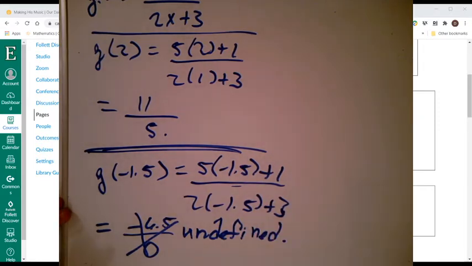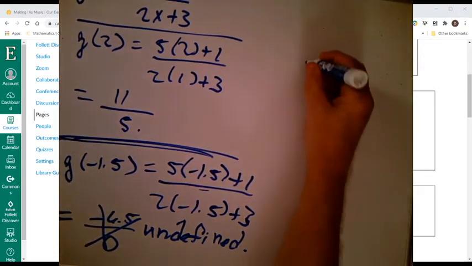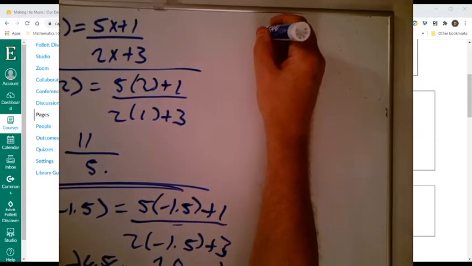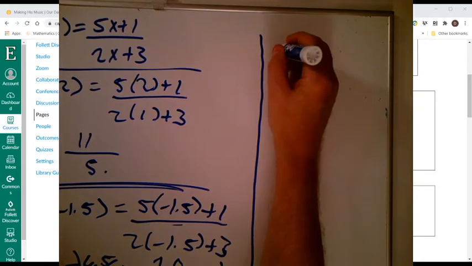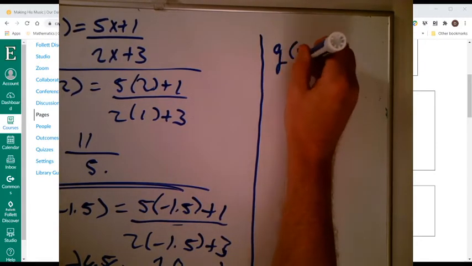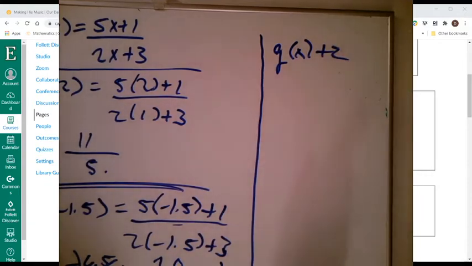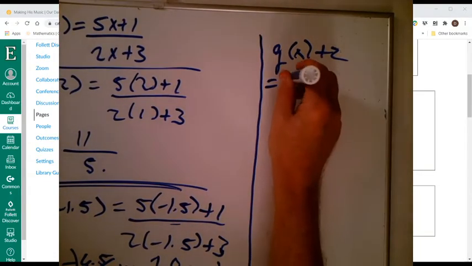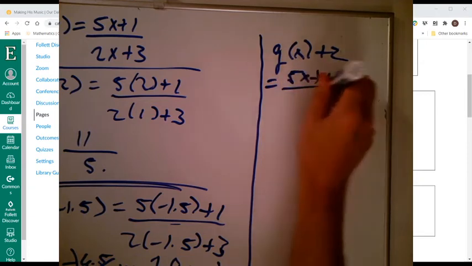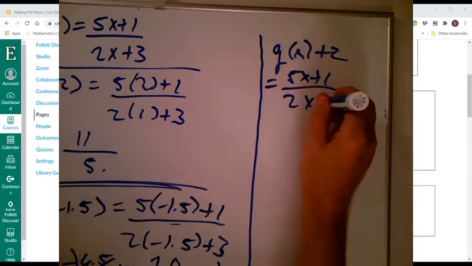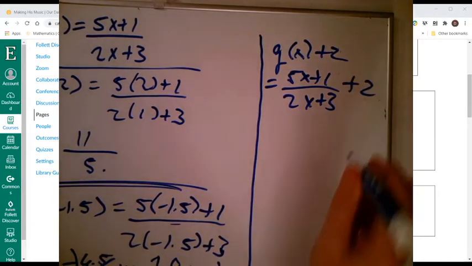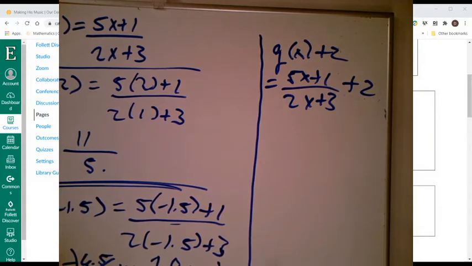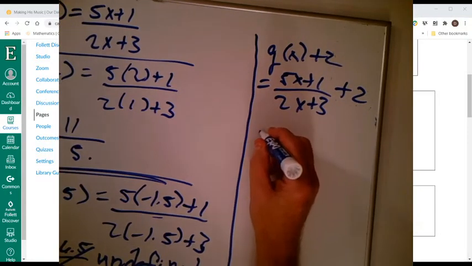Good. Now the next thing we're being asked to do is to find g of x plus 2. So I'm going to write down g of x plus 2. I know what g of x is. This is 5x plus 1 over 2x plus 3. And they're saying plus 2. Now in the past, I think we could actually add those together. I guess we could. We won't always have to do that, but we can do this here.